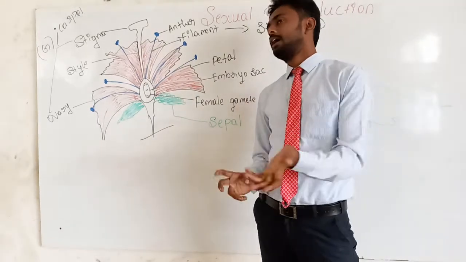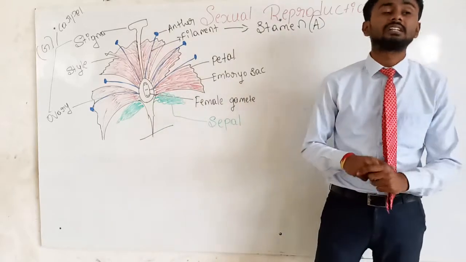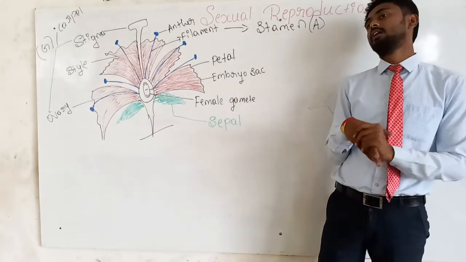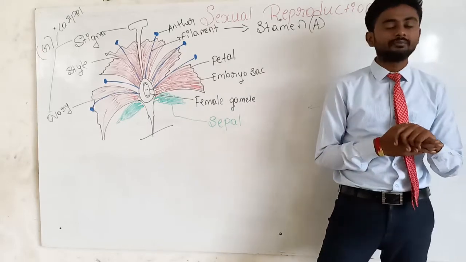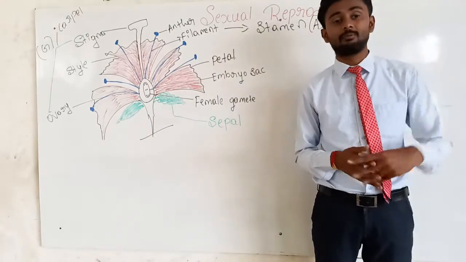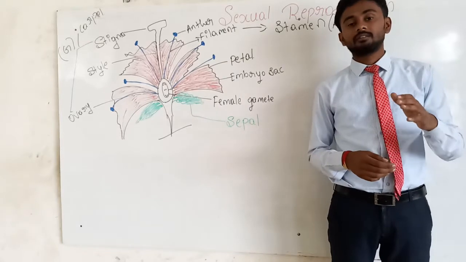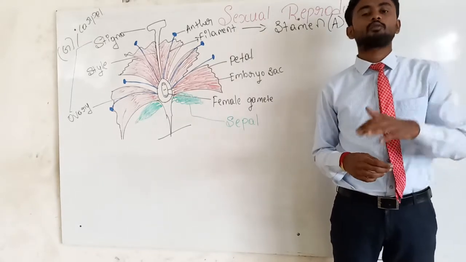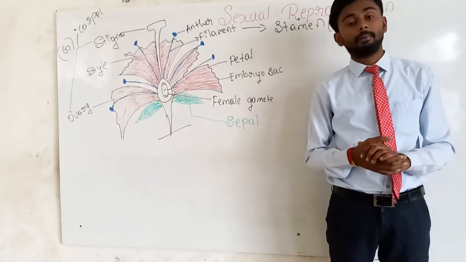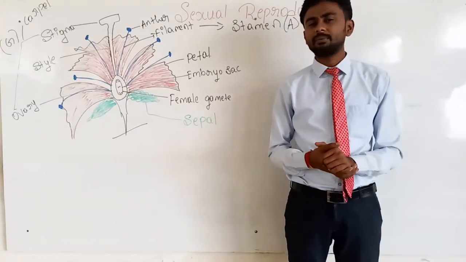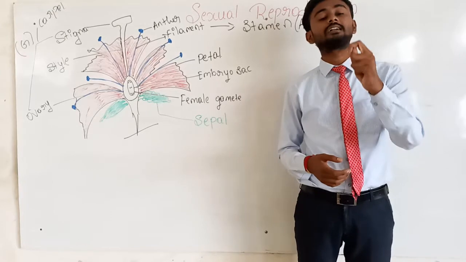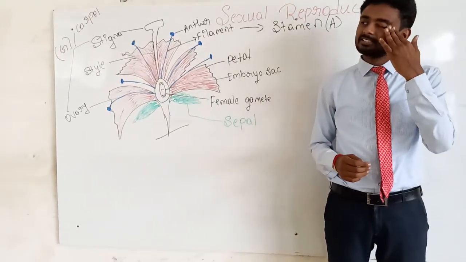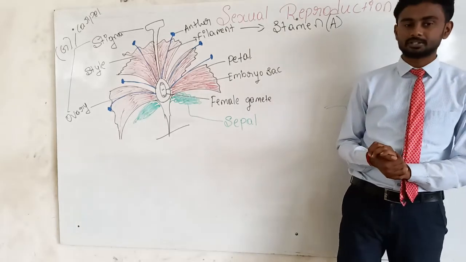In the last class we discussed asexual reproduction and the types of asexual reproduction: binary fission, multiple fission, regeneration, spore formation, fragmentation, and budding. So with these types we understood asexual reproduction. Yes or no?